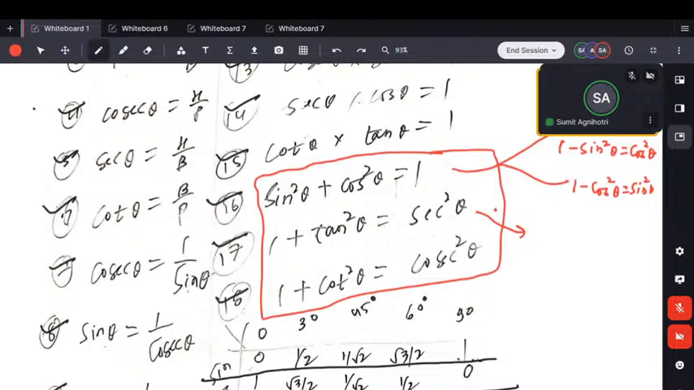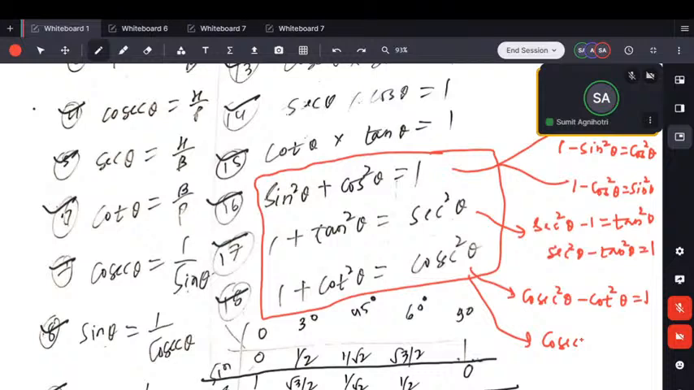Main identity is 1 plus cot square theta equal to cosec square theta. But sometimes we have to use this as well: cosec square theta minus cot square theta equal to 1. And also cosec square theta minus 1 equal to cot square theta. Okay, it is the third, fourth time that I am repeating it for you.